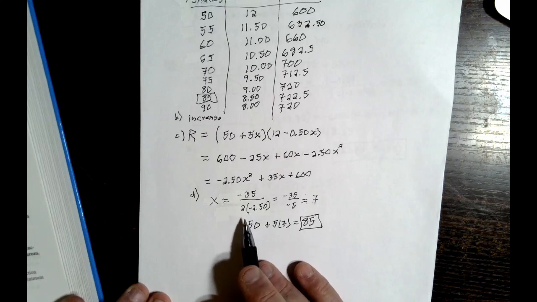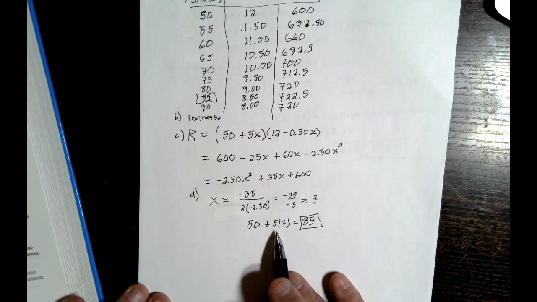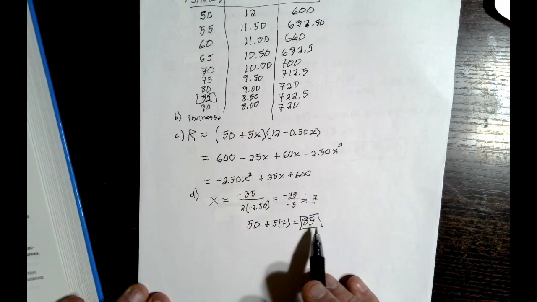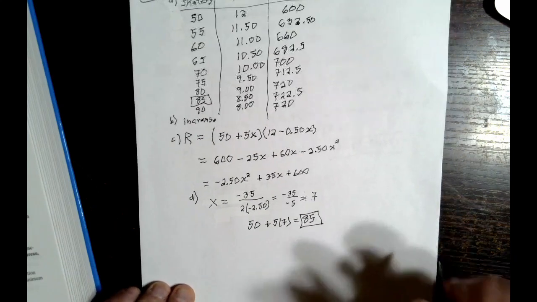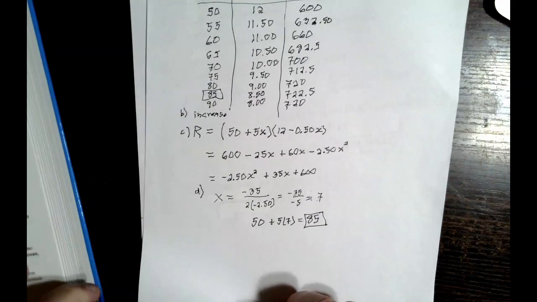So you multiply that out, right in descending order, and then they want you to find the number of skaters that will maximize your revenue. You do negative b over 2a, and then plug it back into the number here, so you get 50 plus 5 times 7, which is 85. Right there, 85 skaters maximizes your revenue at $722.50.